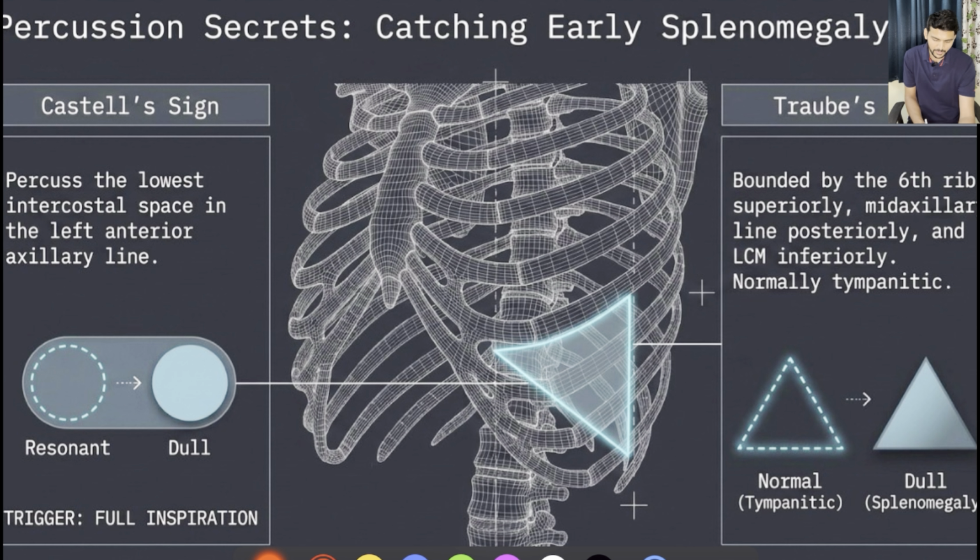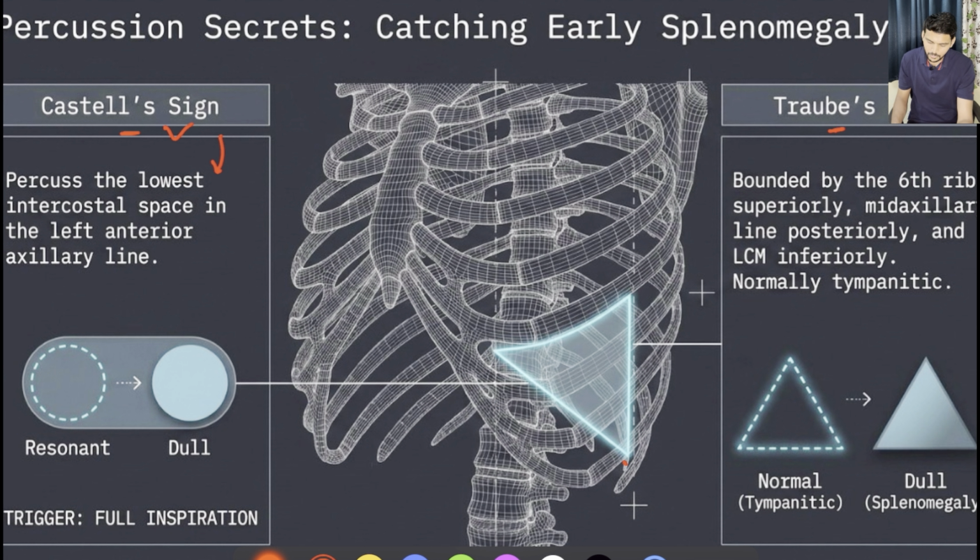For example, you might be knowing about Castell's method, drop space percussion. In Castell's method of splenic percussion, the lowest intercostal space in the anterior axillary line should be percussed during the full inspiration by patient. So normally in this space, we will get the resonant note. Suppose you get a dull note in that particular space, it is an indicator of splenomegaly. This is nothing but Castell's method of splenic percussion. So the points to be remembered here are lowest intercostal space and percuss in the anterior axillary line.